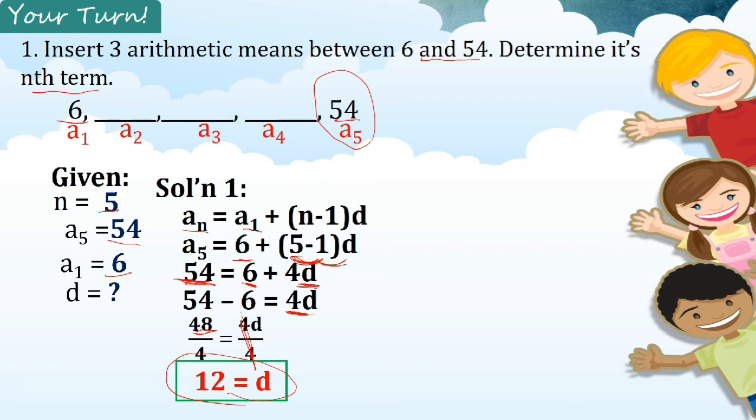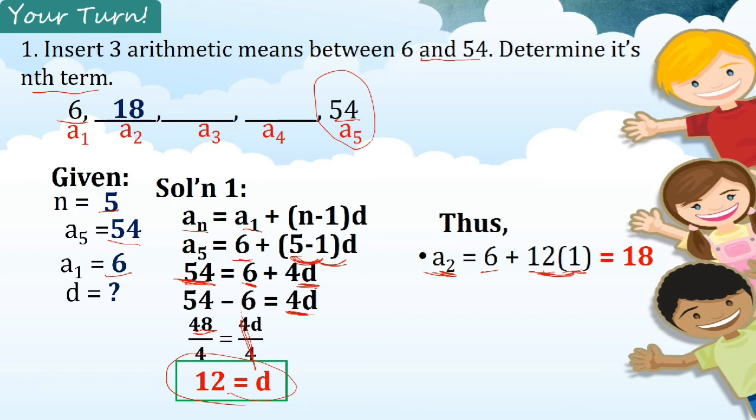So, since we already have the value of the common difference, we can now identify or solve for the arithmetic means, for the three arithmetic means. Thus, for the first arithmetic mean, the second term, so 6 yung first term plus the common difference 12 times 1. So 1 is from n minus 1, 2 minus 1. So 12 times 1 is 12 plus 6, that's 18.